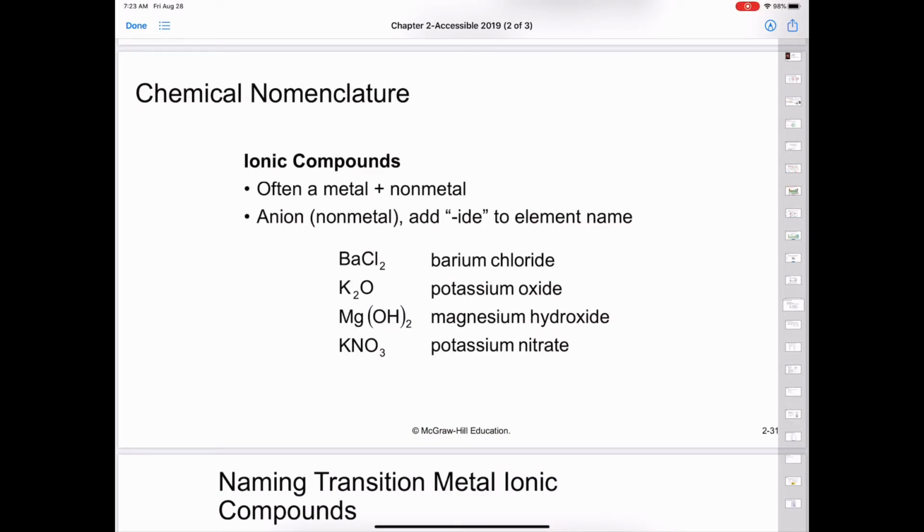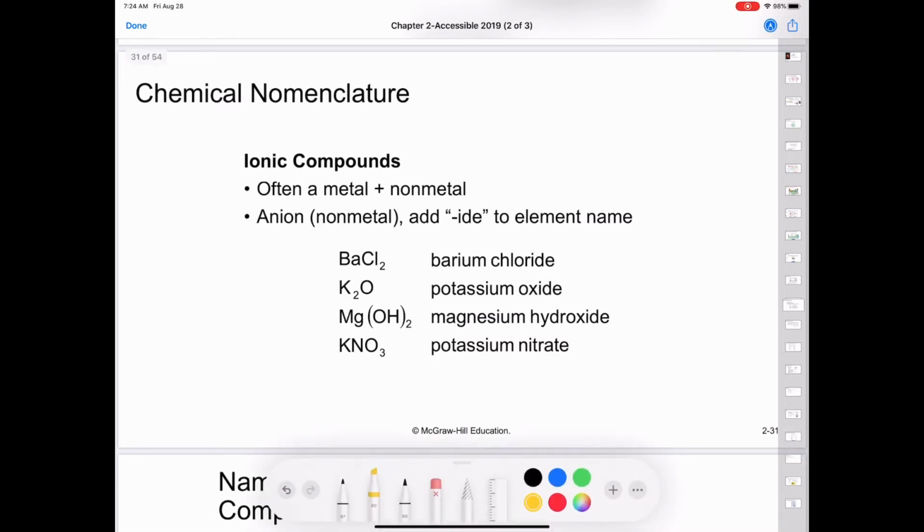Let's get into what's called chemical nomenclature. And nomenclature is just a fancy name for the way that we name chemicals in chemistry. So first we're going to take a look at how to name ionic compounds. We've already defined what an ionic compound is, and it's the combination of a metal and a nonmetal. And what we have to do is take our anion, which is our nonmetal. So for example, in sodium chloride, chlorine is a nonmetal, and we add "ide" to the end. So we always add "ide," I-D-E, as our suffix.